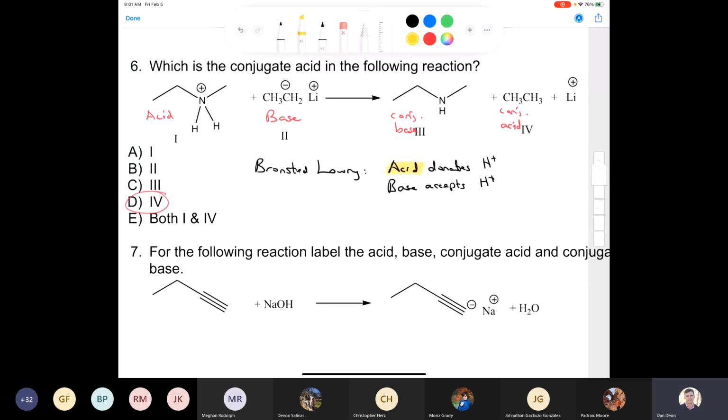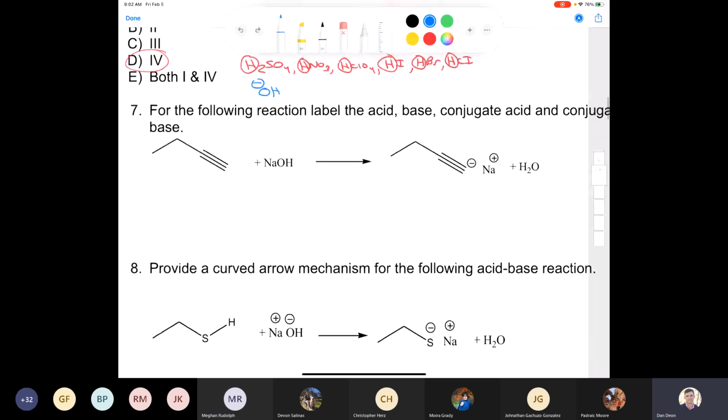Think about any acid that you can remember from general chemistry. What are some acids you would know? Sulfuric acid, nitric acid, perchloric acid maybe, hydroiodic acid, hydrobromic acid, hydrochloric acid. Those are some strong acids. What do they all do when you put them in water? We talked about the leveling effect. They all donate H plus. That's the function of an acid. You think about bases, what are some bases that you know? Well, the most common base you know from general chemistry is hydroxide. What does that do? It accepts a proton. Does that help? Yes, thank you. Okay, good. All right, well, let's move on.